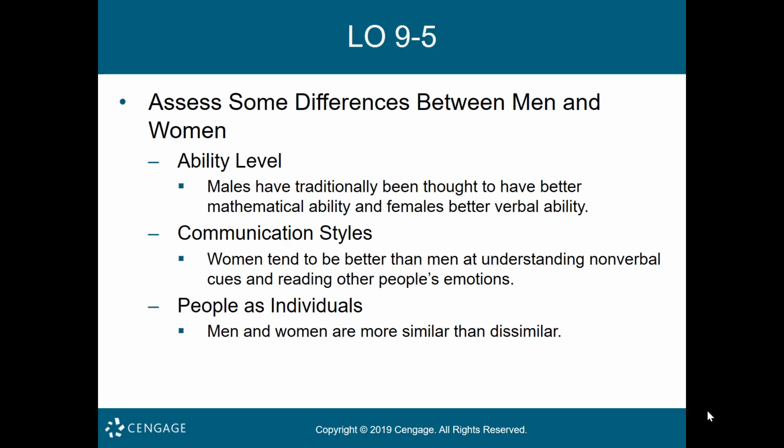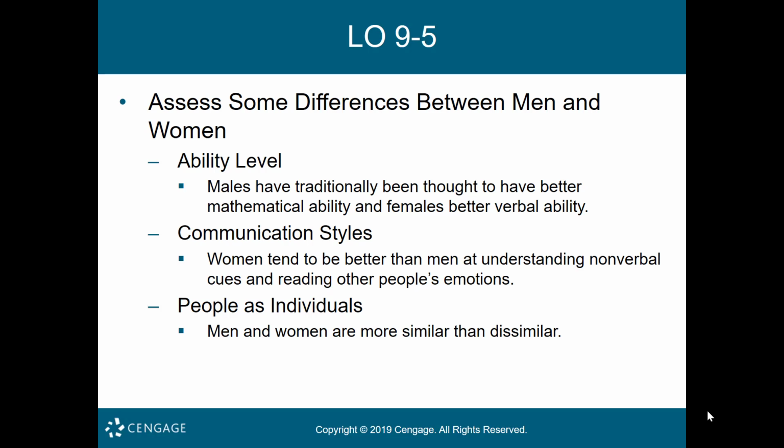Men and women are more similar than dissimilar. The differences we refer to are differences in treatment and differences in what people have learned. Sexism needs to be addressed because it is unfair. It causes people to be treated differently because of their gender when there are no objective reasons for differential treatment.